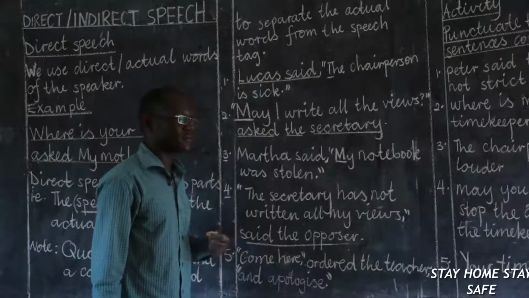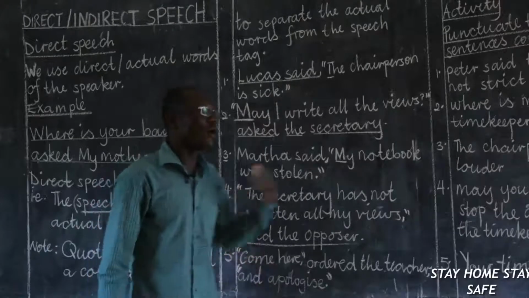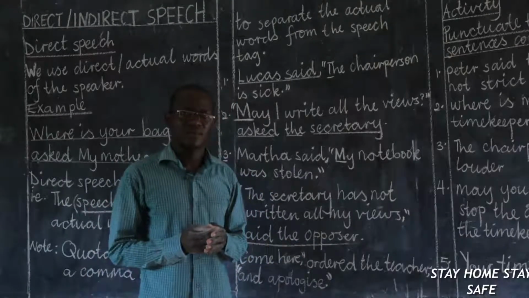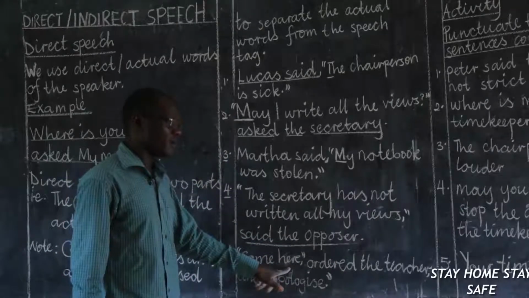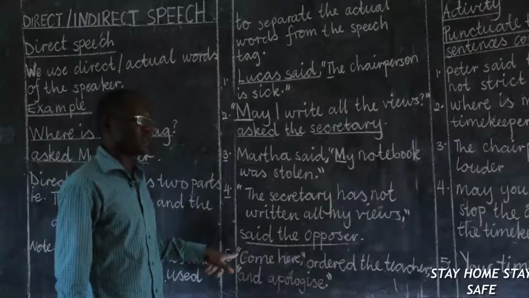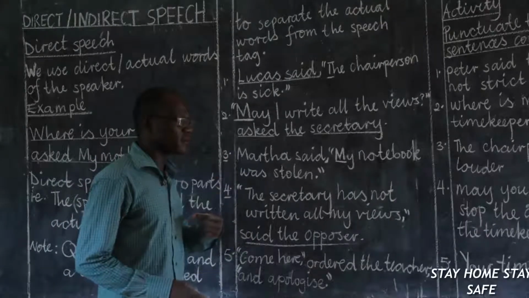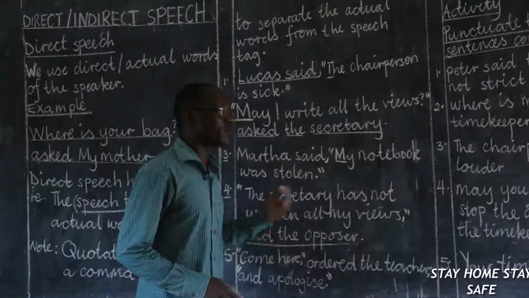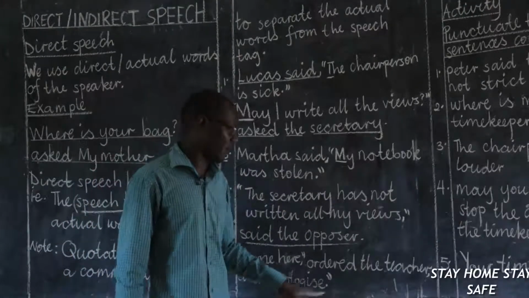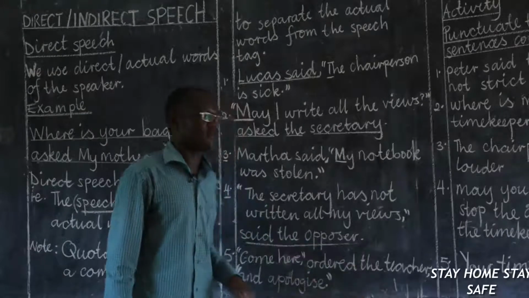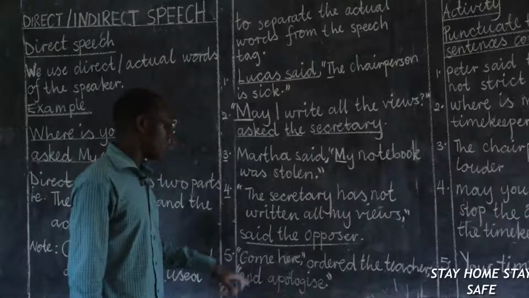Something chokes you. You need to swallow. Then you go on to complete your speech. What was the teacher saying? I don't again come back to repeat this word, come here. Instead, I will swallow, then go on to complete my statement. And that's why you see "and apologize" coming after the words "ordered the teacher." So we are saying, "Come here," ordered the teacher, "and apologize."